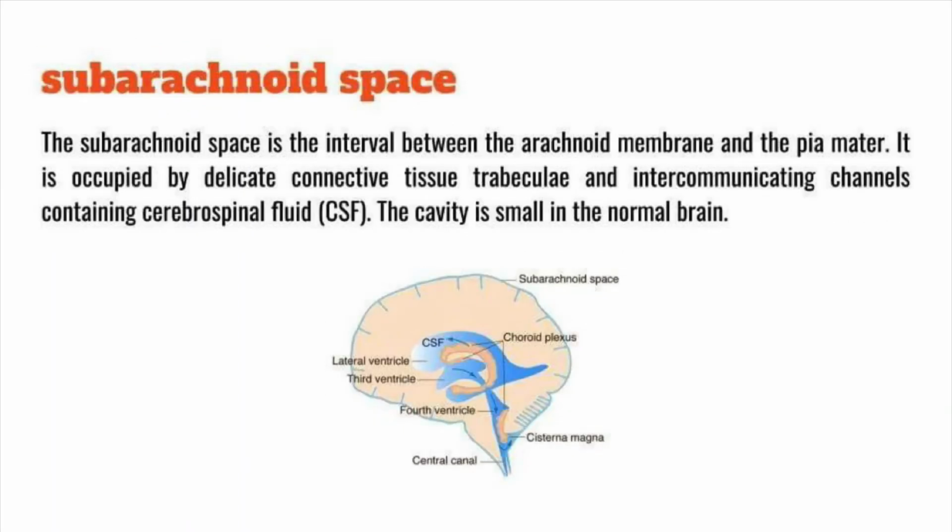Finally, we have the subarachnoid space. The subarachnoid space is the interval between the arachnoid membrane and the pia mater. It is occupied by delicate connective tissue, trabeculae, and intercommunicating channels containing cerebrospinal fluid. The cavity is small in the normal brain.